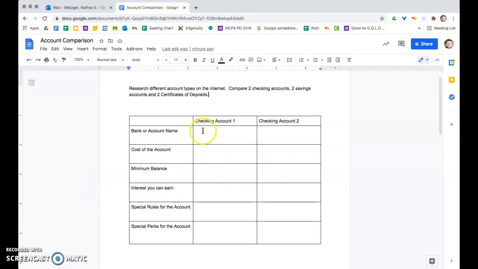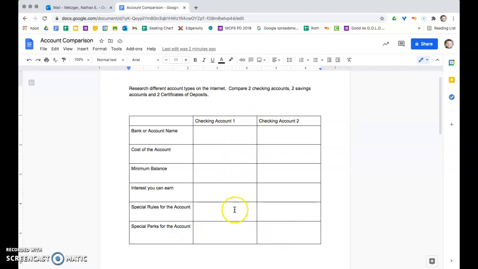Also, nowadays, even some checking accounts let you earn interest. So if there's any interest that's earned in the account, type that in the box here. And then also, are there any special rules for the account? What you'll find on checking accounts is some of them you have to use your debit card so many times per month, or you may have to hook automatic payments to it. So if you see any special rules for that account, just give me a brief summary of what those are. You don't have to list all of them, just enough to see the difference in the two accounts. And then also any special perks. Are there any bonuses that you get for using these accounts so many times or anything like that?